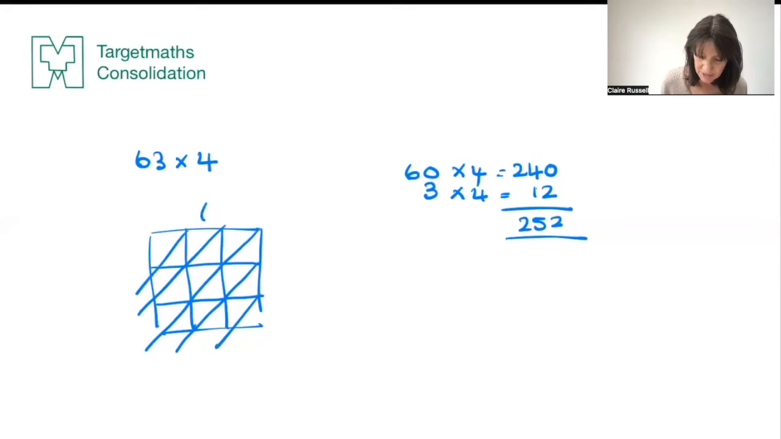I don't need all of those. And you'll see how quick and easy this is. We don't really need another method. This is fast enough. So you've got 3 4s are 12, 6 4s are 24.